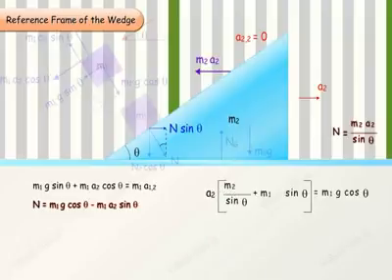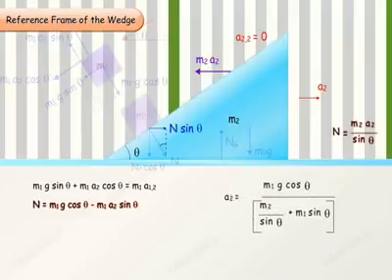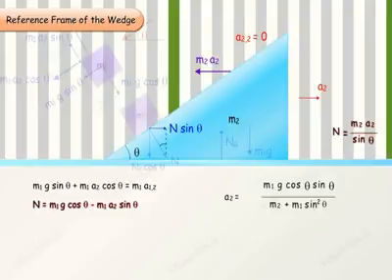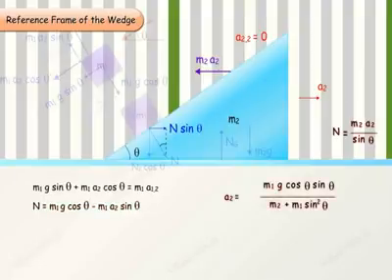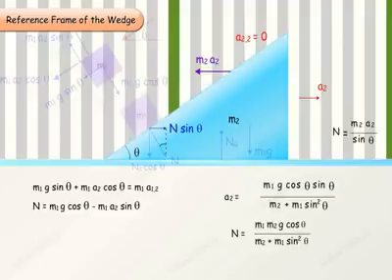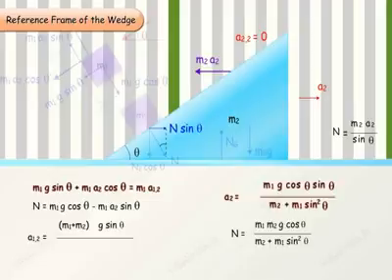Solving for A2, we get A2 is equal to M1G cos theta divided by M2 divided by sin theta plus M1 sin theta, which is equal to M1G sin theta cos theta divided by M1 sin square theta plus M2. Substituting this value in this equation, we have N is equal to M1 M2G cos theta divided by M1 sin square theta plus M2. And from this equation, we get A12 is equal to M1 plus M2 into G sin theta divided by M1 sin square theta plus M2.